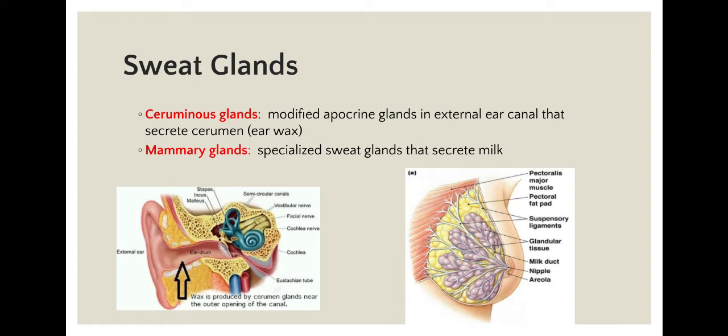And then mammary glands, we've talked very shortly about, but they are specialized sweat glands that secrete milk. They are mostly hormonally stimulated. And then, of course, that is a positive feedback stimulation as well.